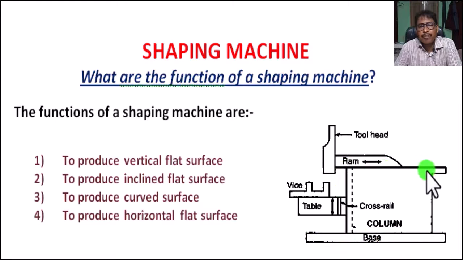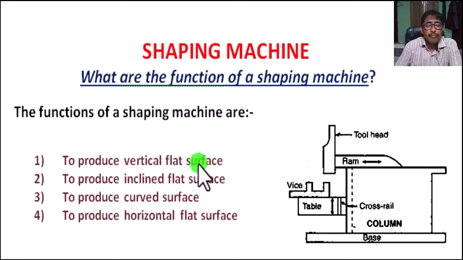This is the column. At the top of the column, this is the ram, reciprocating type, which reciprocates horizontally. This is the tool head, and this is the table of the shaping machine. This is the cross rail. The table moves vertically upward and downward. On the table, this is the vice for holding the job, and tools are held in the tool head.